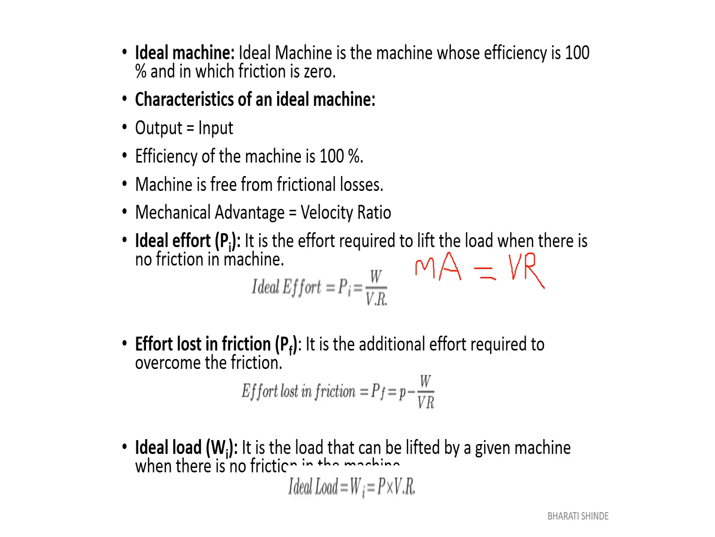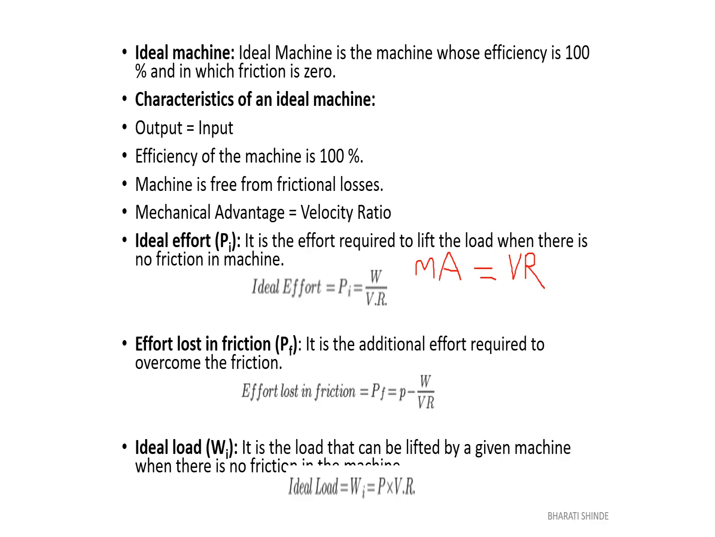Then the next term, effort lost in friction. Effort lost in friction is the additional effort required to overcome the friction, and it is denoted by PF, and its formula is P minus W upon VR.